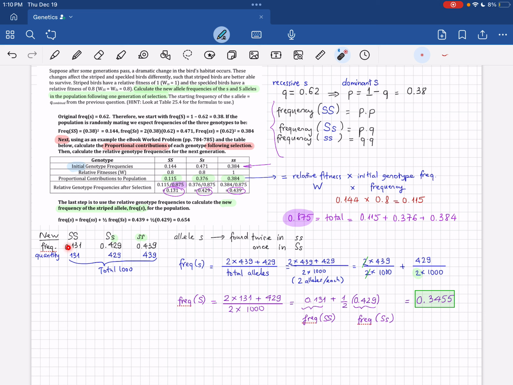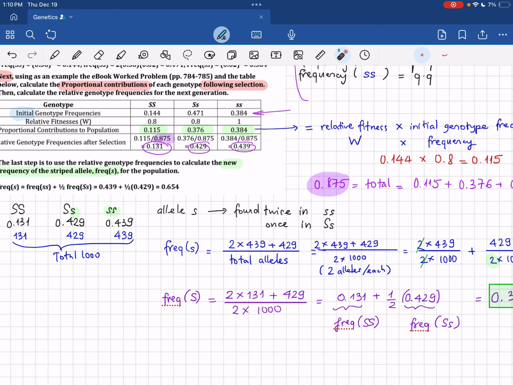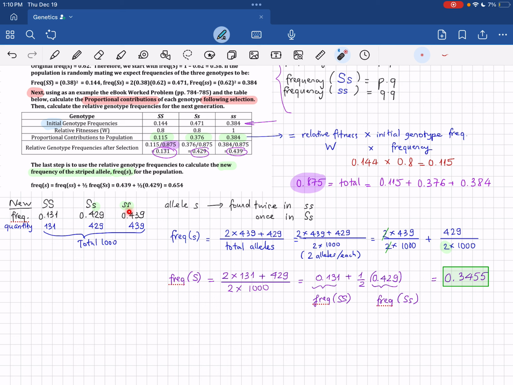And actually this is also contributed by the frequency of each allele itself. So now in order to find the frequency for the allele s, we can see that the allele s appears in SS here twice, and just once in this heterozygous, right? So imagine with this frequency, it means there will be 131 individuals in a total of 1000, right? If you take 131 divided by 1000, you get the same ratio. That's the frequency, right? So the same if you have 1000 in total, then the homozygous recessive one is at 439.